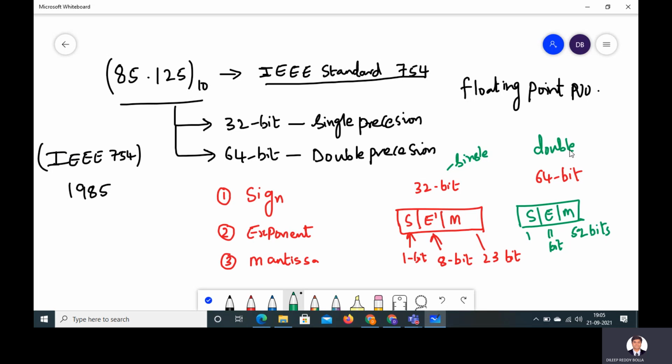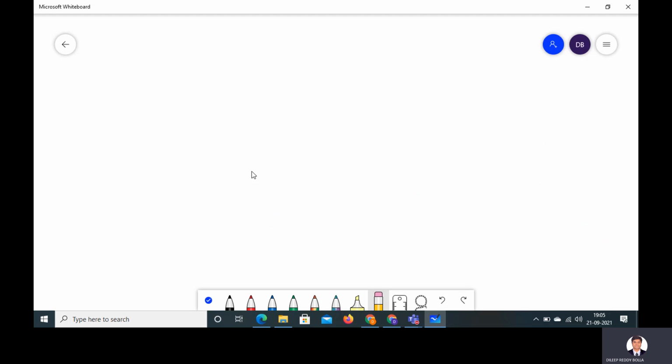precision and double precision. In single precision we have 32 bits in total, and in double precision we have 64 bits. So let us take an example and see what we can understand from it. Let us go into the numericals. The example we have taken here is 85.125. This number we need to convert to its IEEE equivalent format.